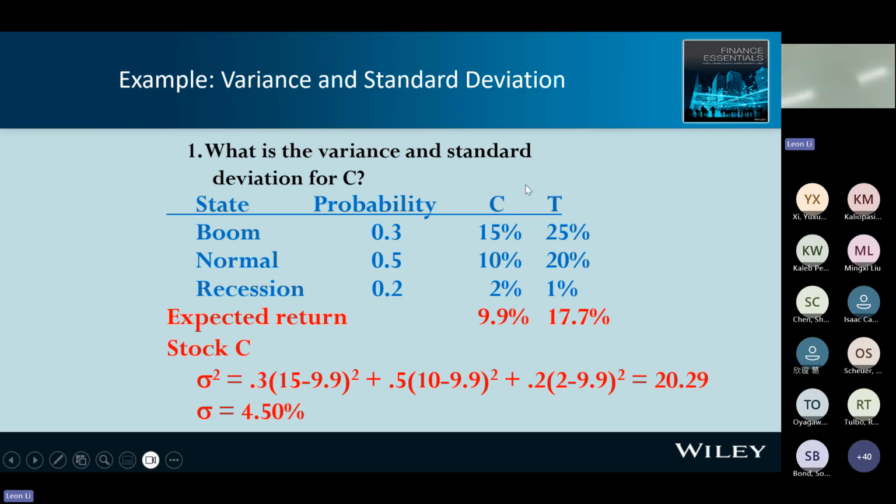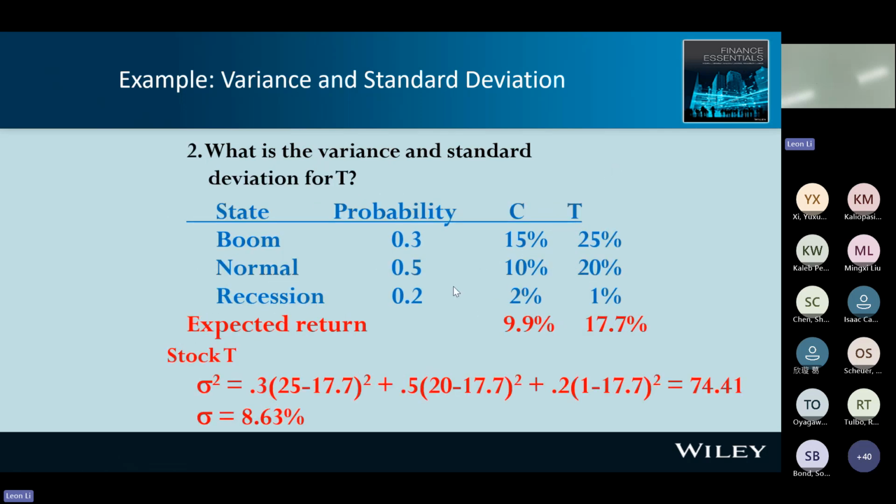About stock T, again, you can do the calculation yourself, right? So you have the ER and you have the return for each state. So you can go through the process yourself. First step, deviation from ER. So 25 minus 17.7, 20 minus 17.7, 1 minus 17.7. Then square the deviation. Next, weighted average. Finally, square root.